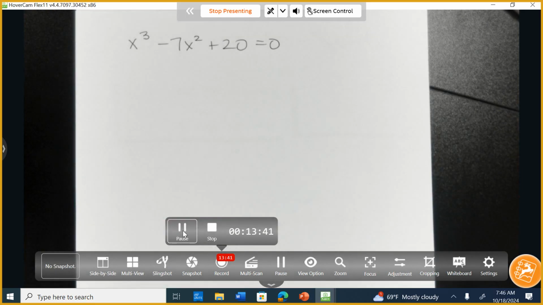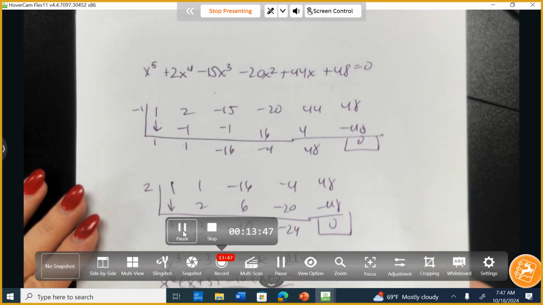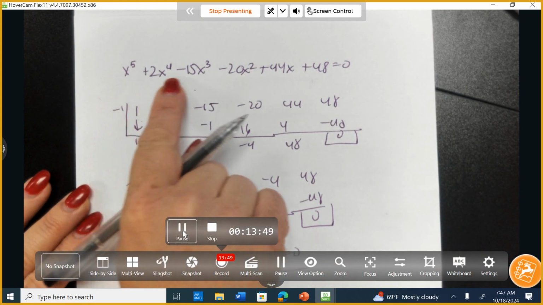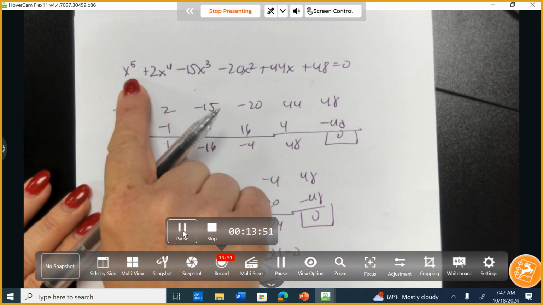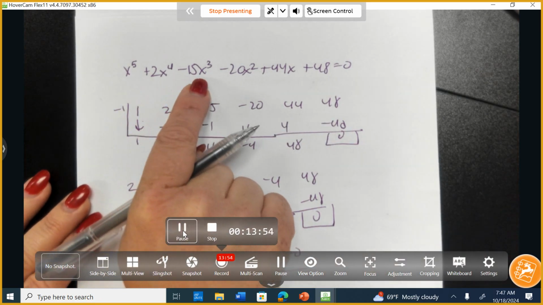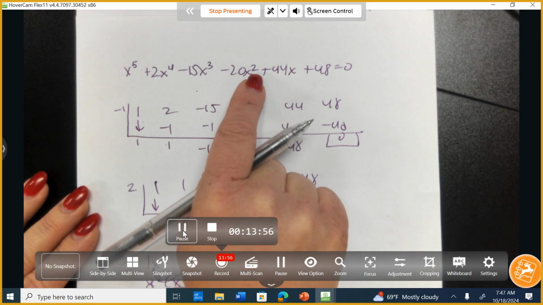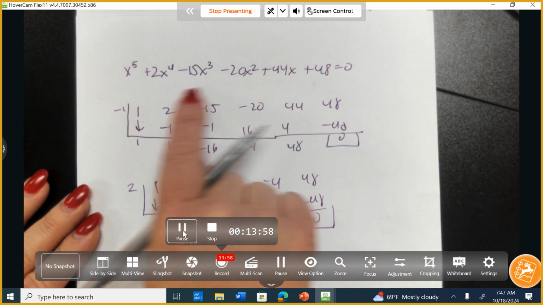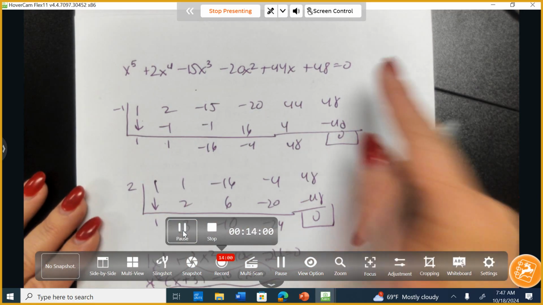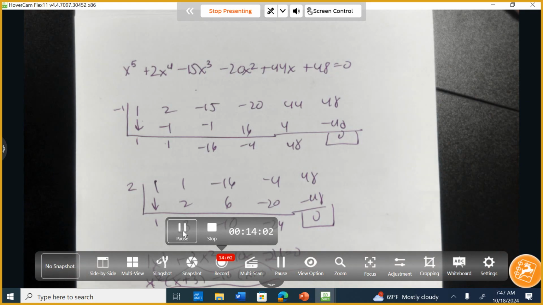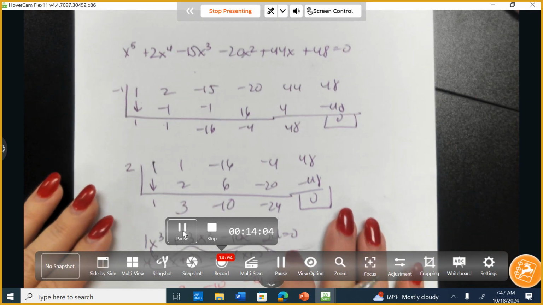Here's our next question. So if you were just with me live in the classroom, or if you're watching this at home, this is the next example students were asked to do. x to the 5th plus 2x to the 4th minus 15x cubed, subtract 20x squared plus 44x plus 48 equals 0. So they were asked to solve this, and this is not using any type of graphing device. You can use a calculator on it, but not the graphing device.